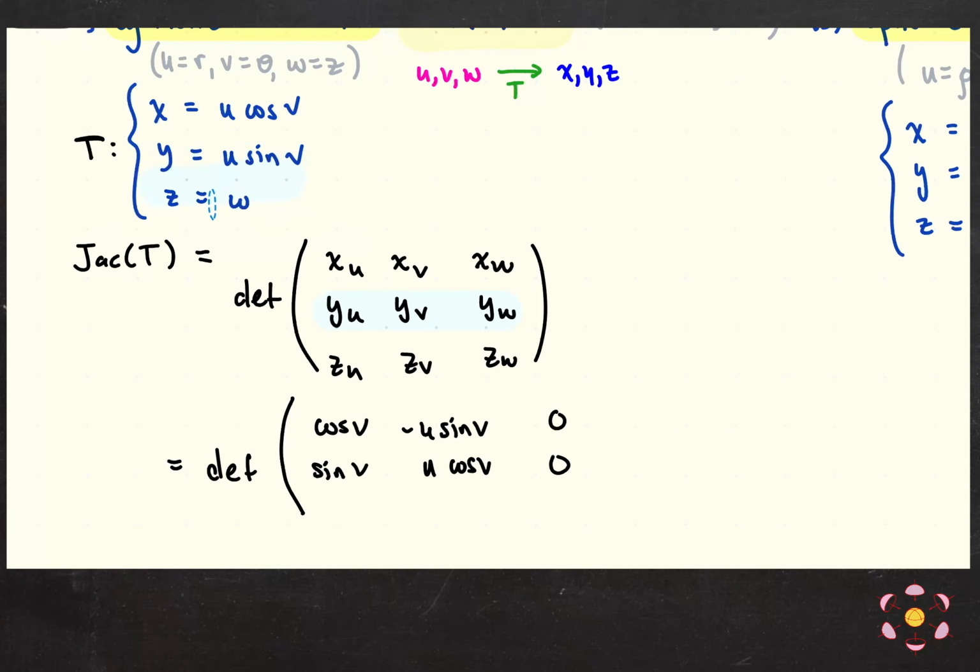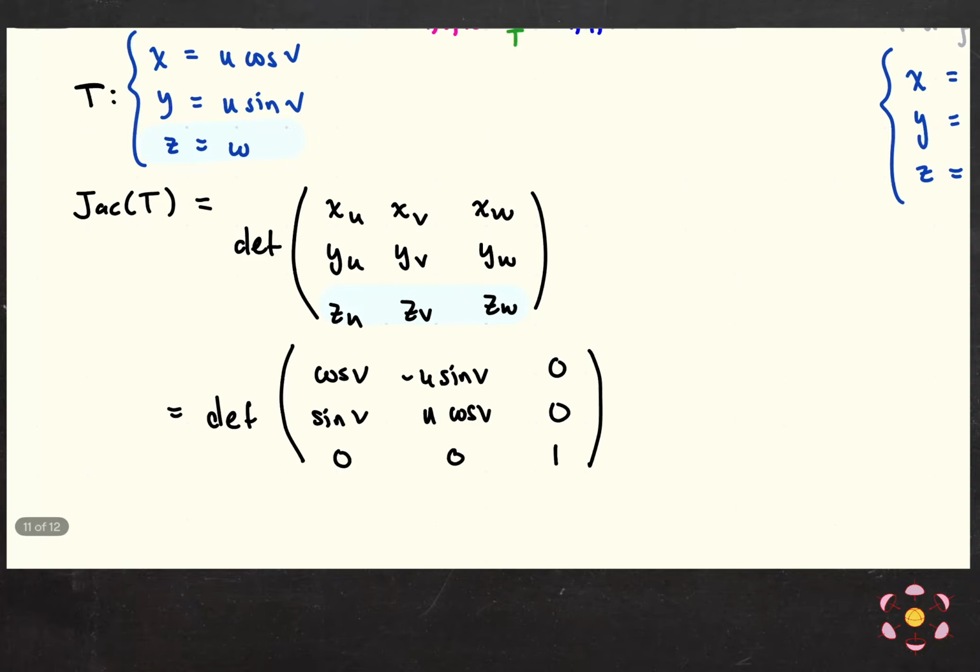And my favorite one to calculate, the last one, still three partial derivatives. Partial derivative of z with respect to u, 0. Partial derivative of z with respect to v, also 0. Partial derivative of z with respect to w, we've got 1.